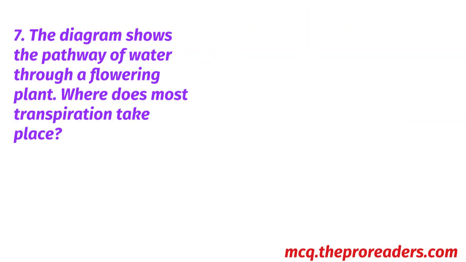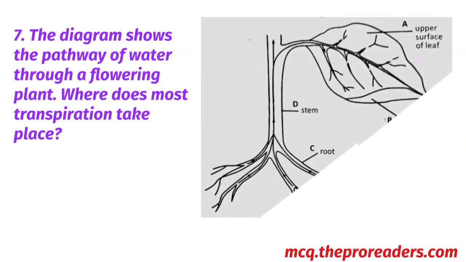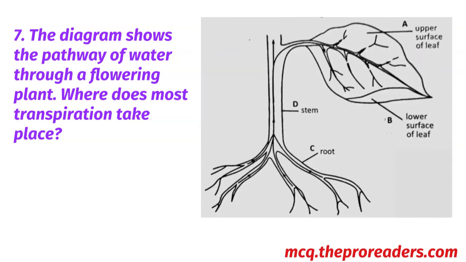The diagram shows the pathway of water through a flowering plant. Where does most transpiration take place? A, B, C, D. Option B is the correct answer.